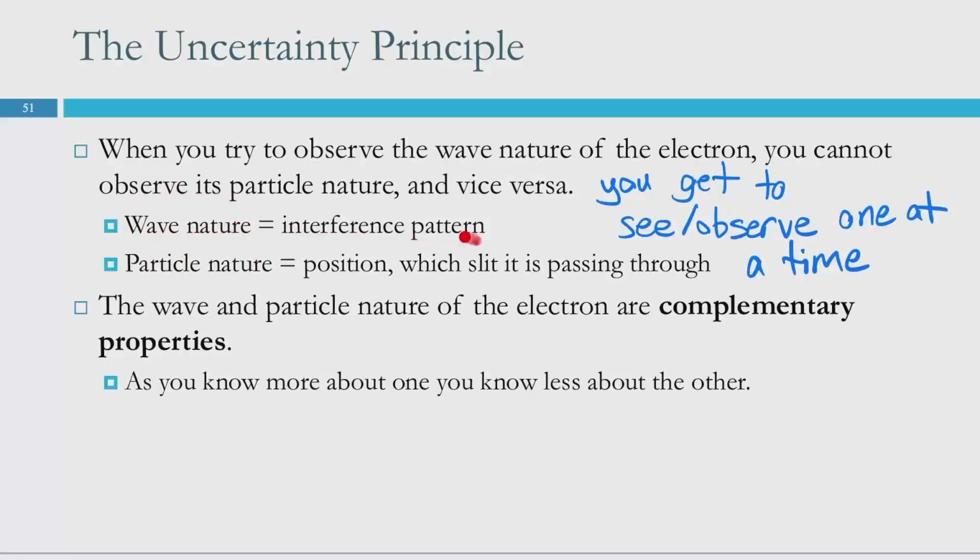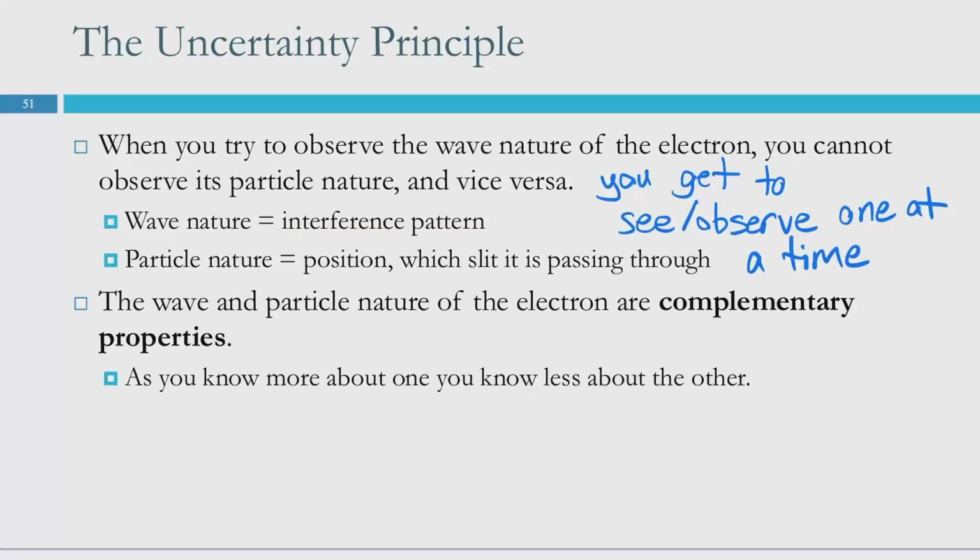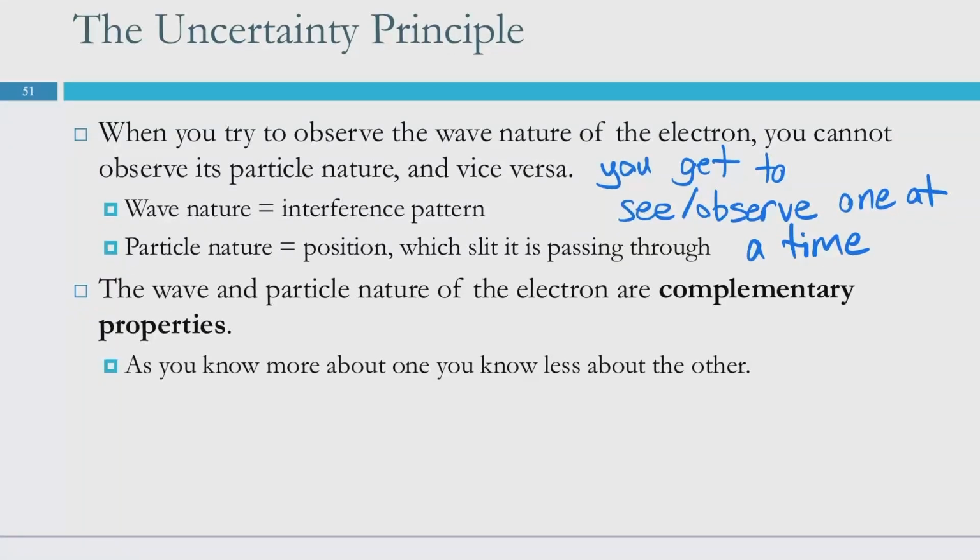So the wave nature shows the interference pattern. The particle nature tells us about its position, because if it's a particle, then we know based on where it is and what direction it's traveling, we know where it's going to end up. If we know that, it will not also display an interference pattern, which is fun and not confusing at all. Big smile. So these are complementary properties. The more that you know about one, the less you know about the other. If you know a lot about its wave nature, then by the way that the universe is, you have to know very little about its particle nature.